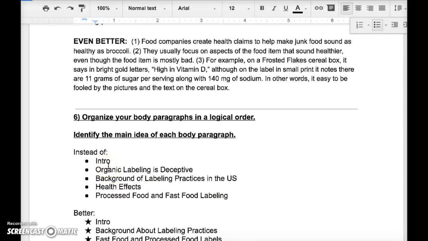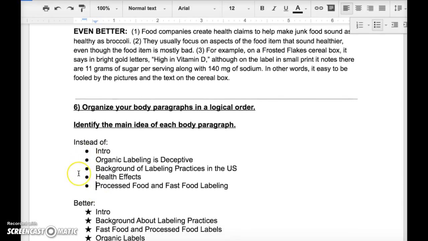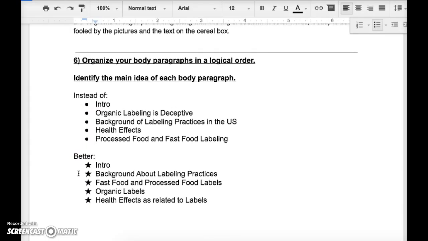I saw the intro, then they talked about organic labeling being deceptive, background of labeling practices, health effects, and then processed food and fast food labeling. So when you think about it, it didn't really flow, and I realized it was because of the order of the paragraphs themselves. What would make sense to do is to introduce your topic, if it's on labeling. Background information should come first, logically, because it's talking about the past leading up to now. That's what background is, right?